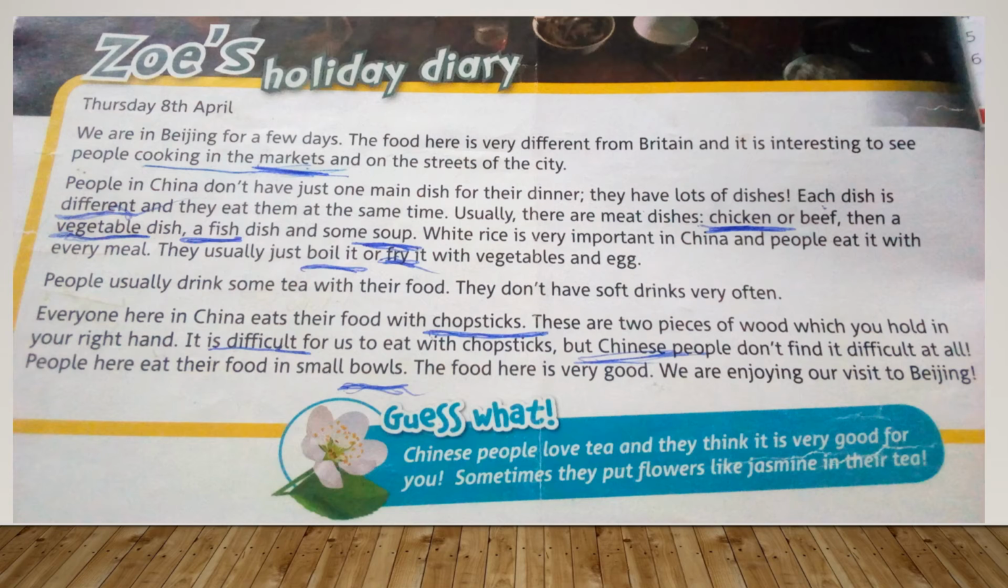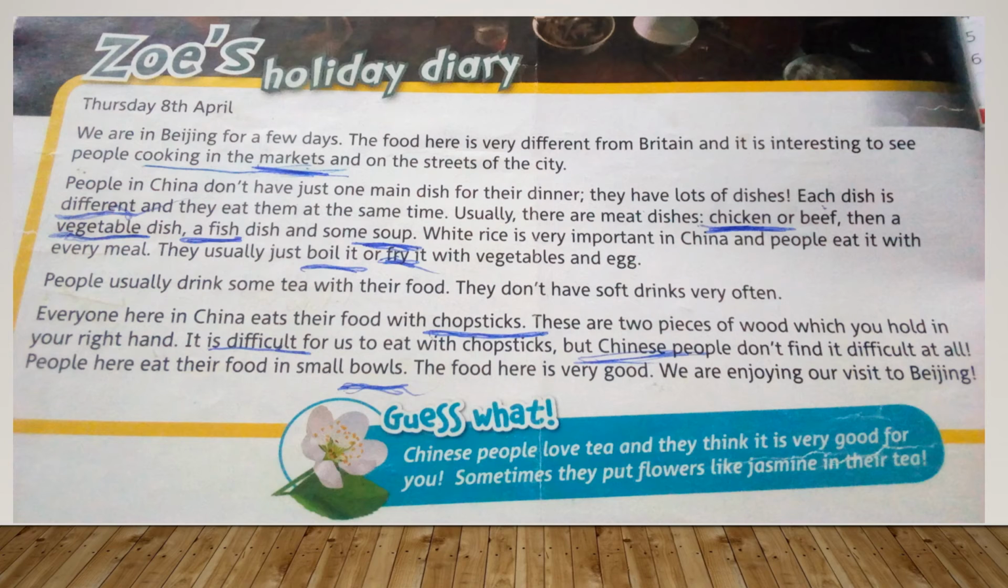People in China don't have just one main dish for their dinner. Usually, when you have a meal, you have only one main dish and the rest are side dishes. But in China, this is not the case. They have lots of dishes. Each dish is different and they eat them at the same time. Usually there are meat dishes, chicken or beef, then a vegetable dish, a fish dish, and some soup.